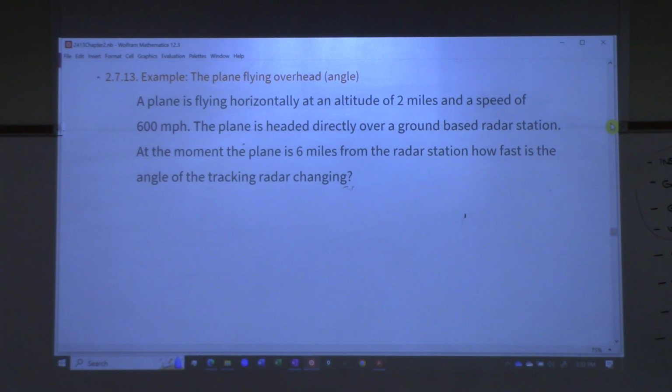And we are neglecting the curvature of the Earth here. We're going to assume that the Earth is flat. Well, it is flat, right? No, we're neglecting the curvature of the Earth, right? We're just going to assume, for the problem's sake, we've got flat ground, plane flying horizontally.